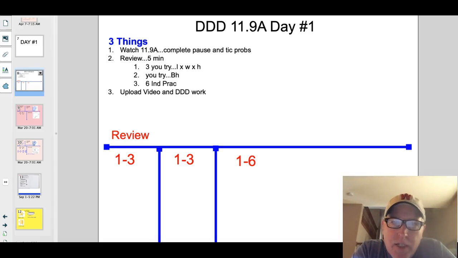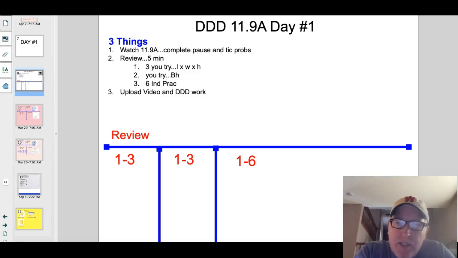We're going to be looking at volume of prisms today, rectangular prisms to be more specific. Got 3 things on the agenda. First of all, you should have watched 11.9a and completed the pause problems, the ticket problems. If you haven't done that, why don't you go and do that and then come on back here and finish up.